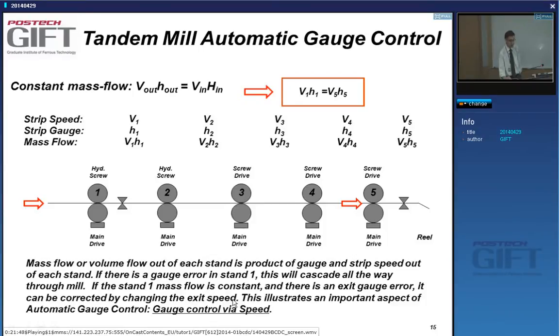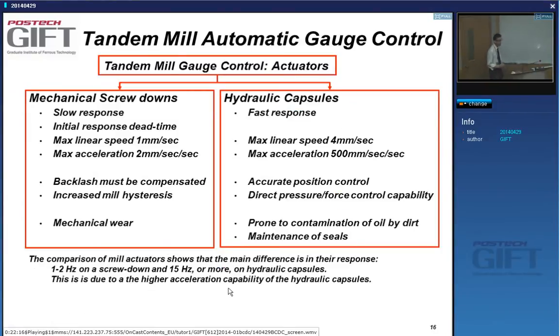And so this brings in a new concept of gauge control in the cold strip mill, and that is gauge control via speed. It's based basically on this here. So the way to control the thickness is with speed. Again, just as in the case of the hot strip mill, the gauge control is achieved by actuators, and we have mechanical screw-down actuators and hydraulic capsules. We already discussed that mechanical screw-downs have a slow response, and the hydraulics are fast responders.